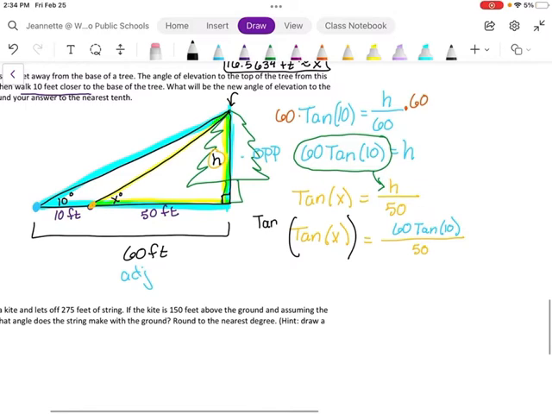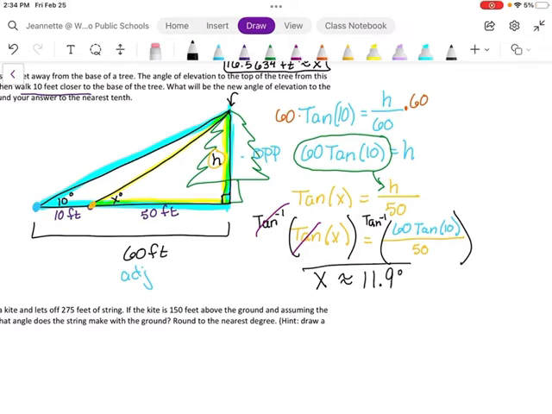Now we have enough information to figure out what x equals by taking the inverse tangent of both sides. On the left side, these simplify with each other because they're reciprocal functions, and we would get x equals about, and then we would have to type that right side into our calculator, and you should get about 11.9 degrees. And this one, they did tell us to round to the nearest tenth, so that's why it's only going to 1 decimal point.